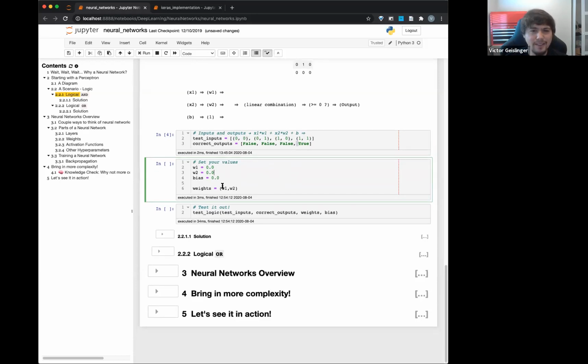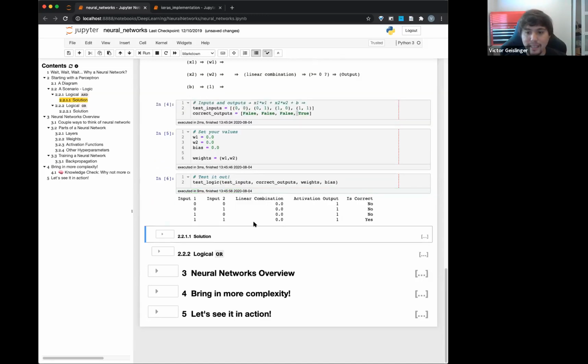Just to give you an example, what if we put everything as 0? W1 is 0, W2 is 0, bias is 0. Then x1 times 0 is 0, x2 times 0 is 0, plus 0 is always going to give us 0. It looks like it worked for most of the cases, but the one thing that didn't work out is if they're both 1s. So if input 1 is 1, 1, the linear combination is 0.